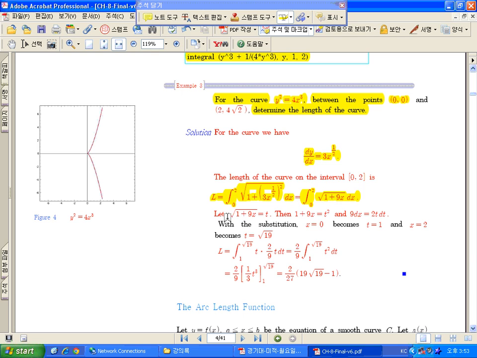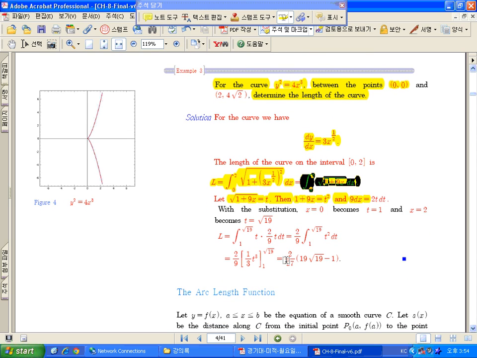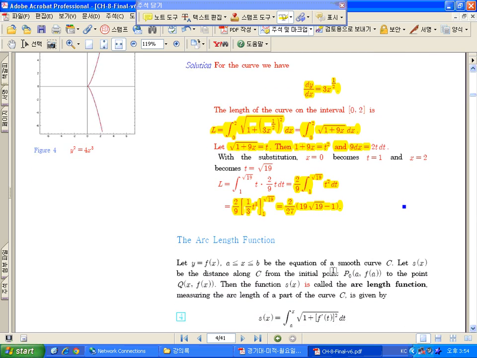We can use this substitution to get the answer, or we can just use the Sage command to integrate from 0 to 2 with this function to get the answer like this. This substitution can be used to change the integral in terms of x to the integral of this form in terms of t. Now, this is a simple integration, so we can just get the answer like this.